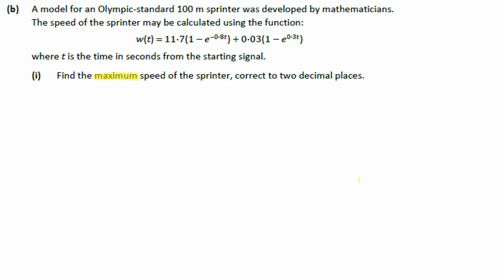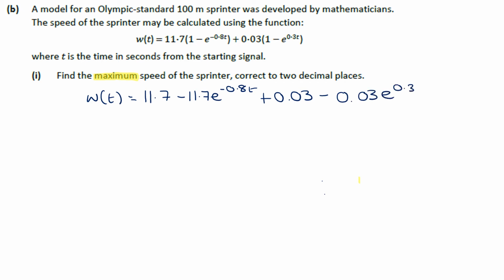So we want to find the maximum of the function, so we're going to use differentiation here. So I'm going to find W dash of t. But before I do that, what I want to do is simplify the W of t function itself. As is, it looks a bit complicated. It's not, but it may be easier to differentiate if we multiply in that coefficient. So we'll end up with something like this: e to the power of minus 0.8t plus 0.03 minus 0.03 e to the power of 0.3t.